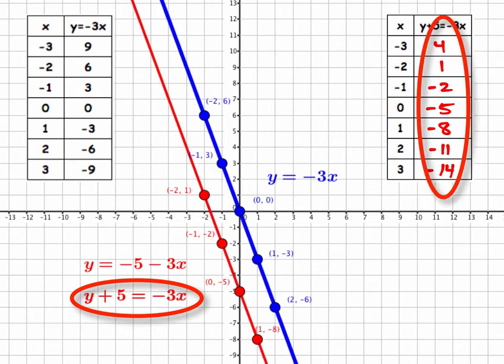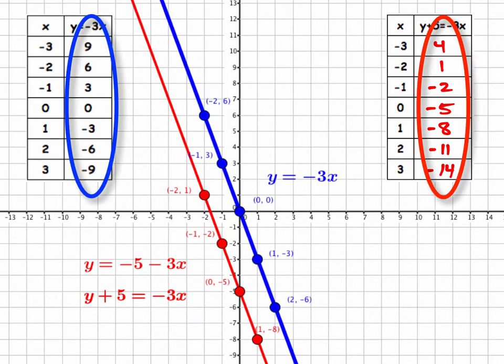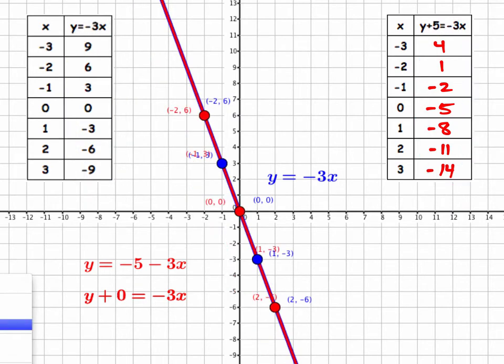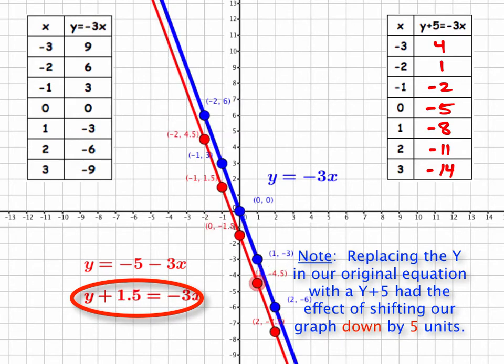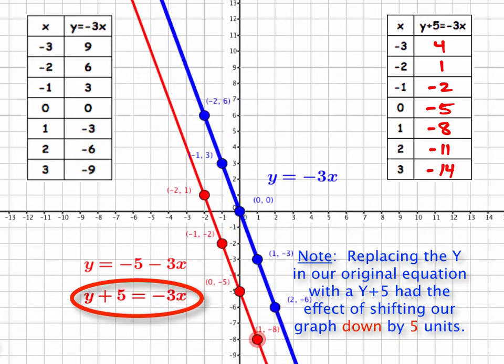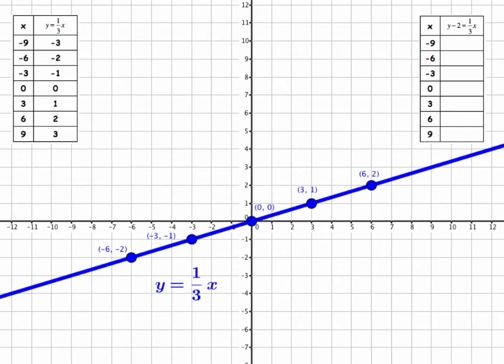But you see that the y value has to be 5 units smaller for the exact same x value. And that's why this point moved down 5 units to that one on our new graph. And in fact, that happened everywhere on the graph. Replacing the y in that equation with a y plus 5 had the effect of moving every point on that graph down 5 units.